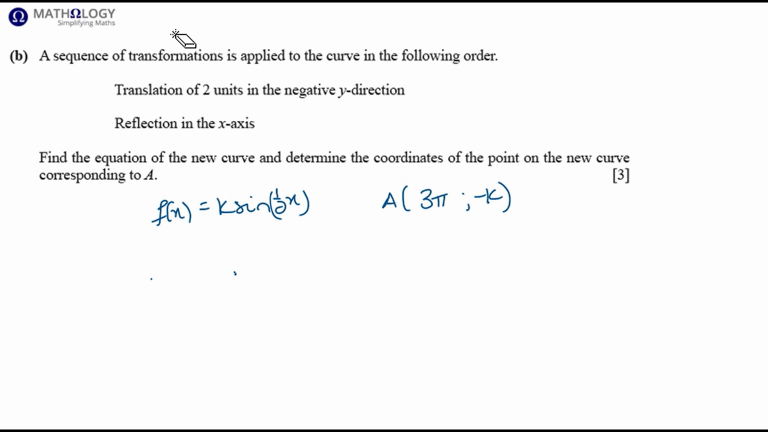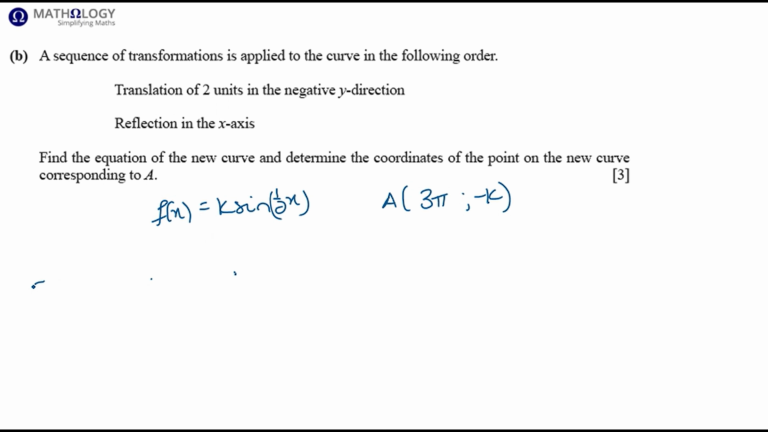The sequence of transformations is applied to the curve in the following order. First, a translation of 2 units in the negative y direction, and then a reflection in the x-axis. Find the equation of the new curve and determine the coordinates of the point on the new curve corresponding to point A. Okay, so we're going to start by calling the function f of x, so that we can refer to the transformed functions as g of x and h of x.